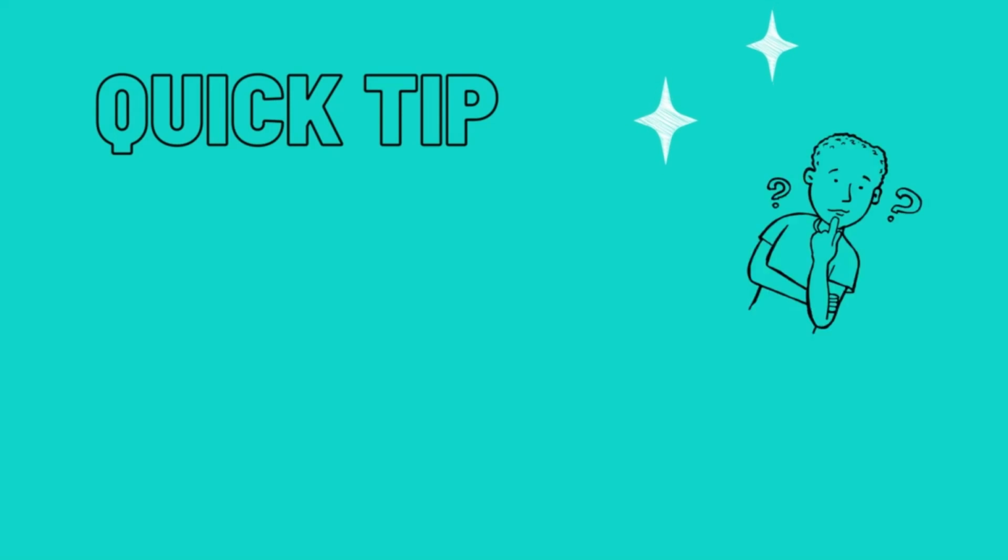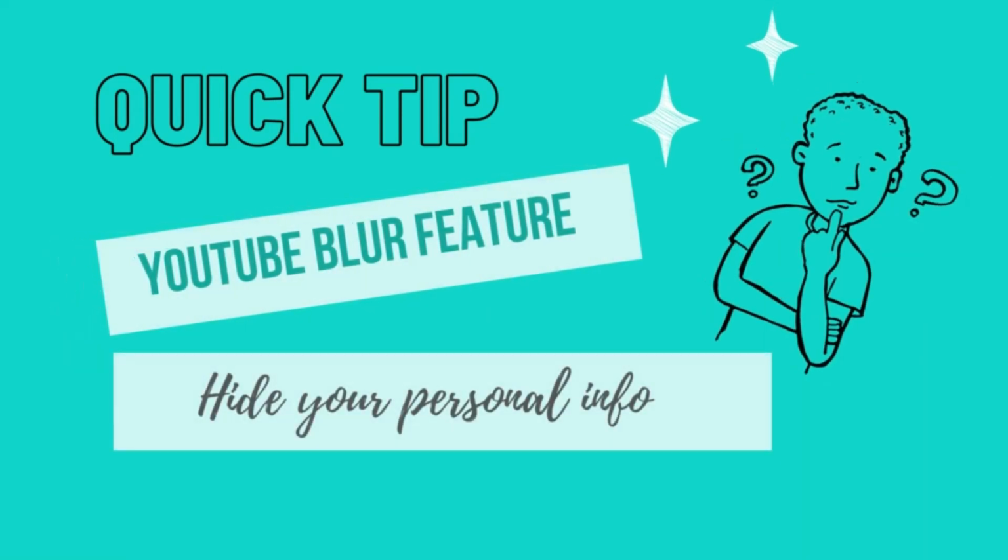Have you ever recorded a video and forgot to hide some identifying information? Hey source coders, I'm jumping in with a quick tip showing you how to use YouTube's blur feature to hide personal information.